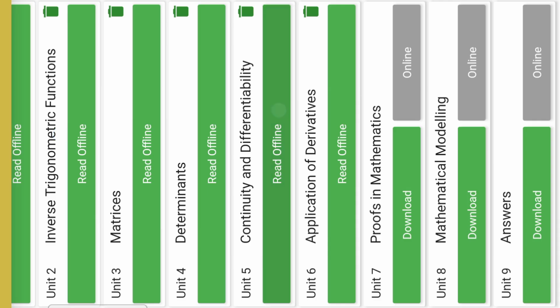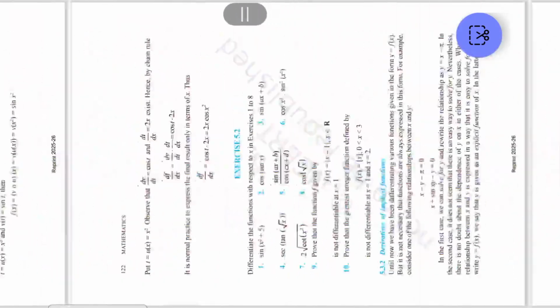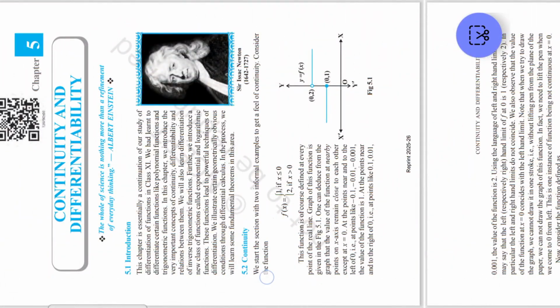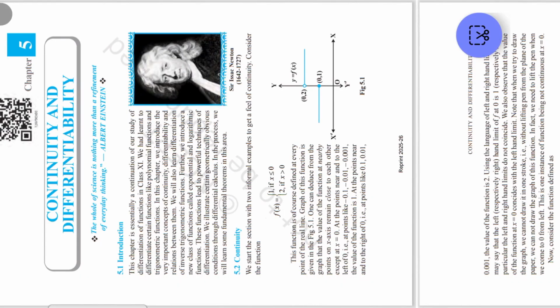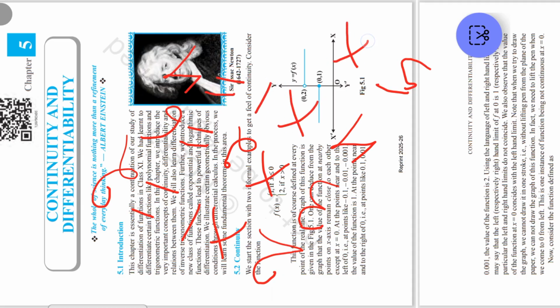Continuity and differentiability chapter. This chapter is a very important point for your scoring, because this chapter carries 25 marks. So first, 2 marks, 3 marks, 4 marks and 5 marks. 2 marks question is 1, 3 marks questions are 2, 4 marks question is 1, 5 marks questions are 2.